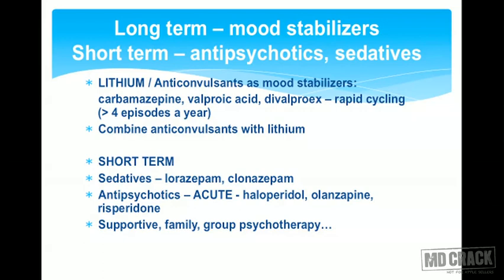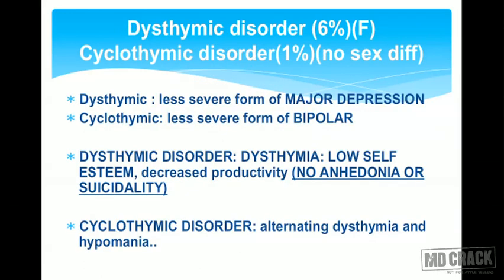For short-term treatment, that's the acute condition, you need sedatives in the form of lorazepam or diazepam or clonazepam. You might use antipsychotic drugs especially in acute phases because the patient has very severe psychotic symptoms, and you may use haloperidol or olanzapine or risperidone. Haloperidol especially by intravenous route of administration. In addition to this, supportive family and group psychotherapy will be useful.